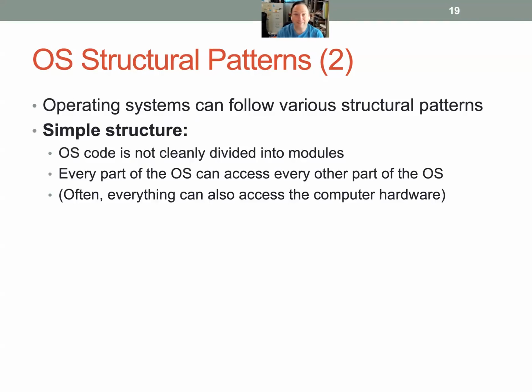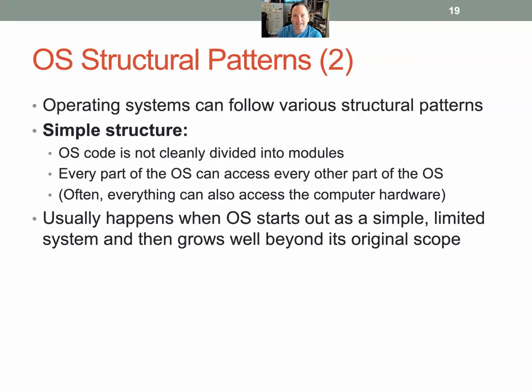The simplest one is called simple structure. It basically means no structure. Maybe some level of class level modularity or some kind of modularity, but you don't really have a clean division of modules within the OS. Every part can talk to every other part. That is kind of a recipe for chaos, it turns out. I know that comes as a great surprise to all of us. But this tends to happen when you don't think at all about how you want to design your OS up front.